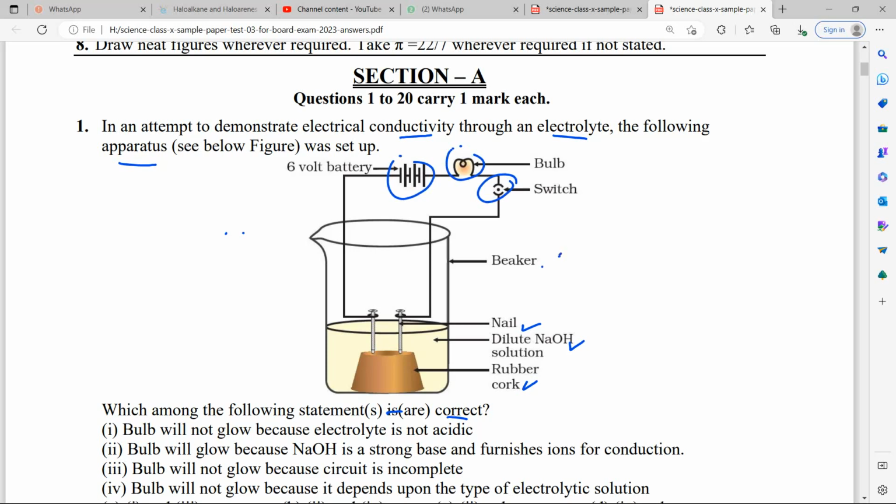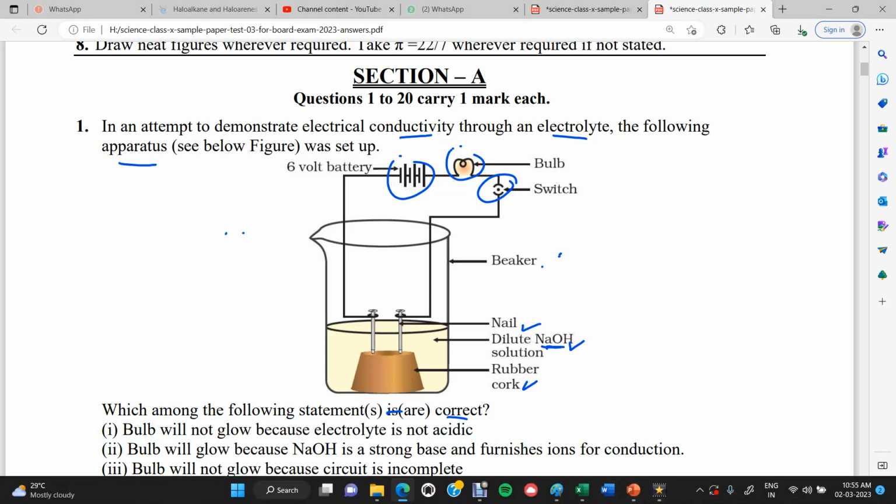The bulb will not glow because the electrolyte is not acidic. Because NaOH is a base, that is why they had given this option. The bulb will glow because NaOH is a strong base and furnishes ions for conduction. The bulb will not glow because the circuit is incomplete. The bulb will not glow because it depends upon the type of electrolytic solution.